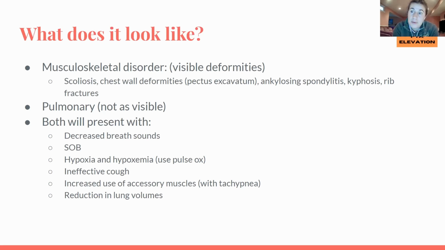Hypoxia and hypoxemia, because they're not getting adequate ventilation, so movement of air into the lungs itself, they're going to have a lower pulse ox reading. So we'll be able to see that with the pulse oximeter. Remember, there's specific numbers we've got to know for the boards.